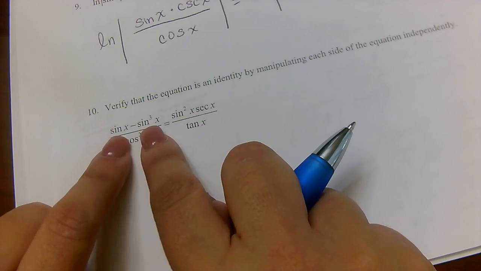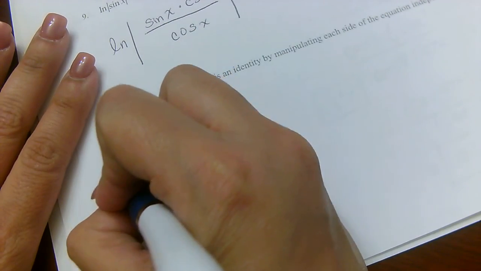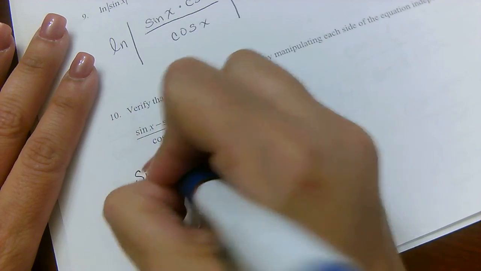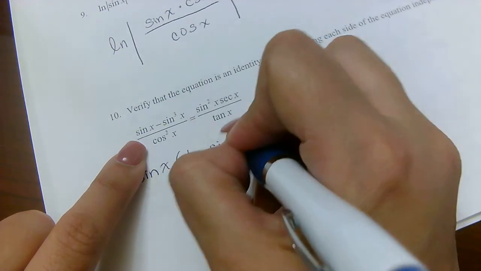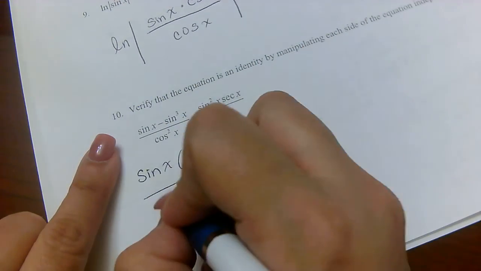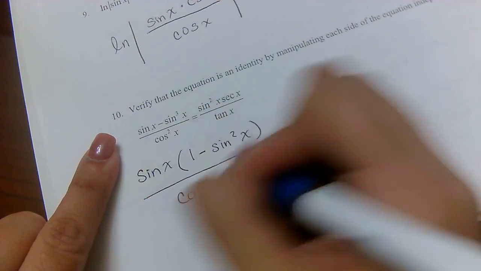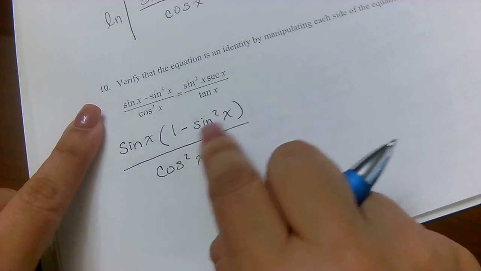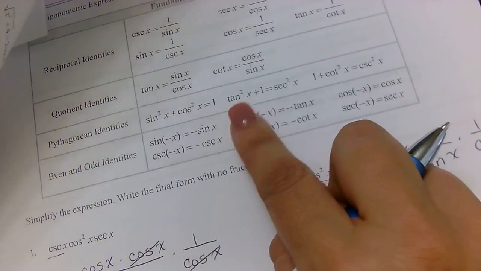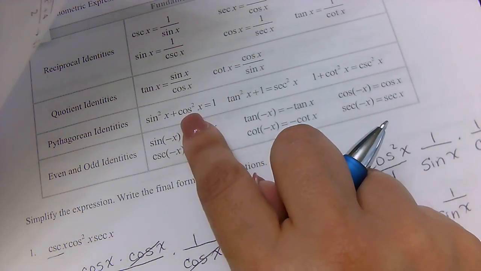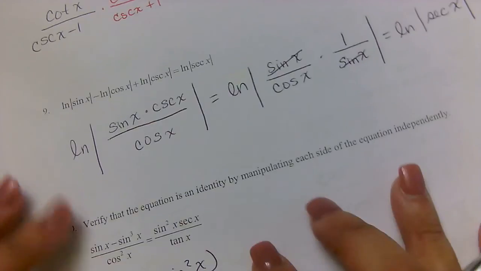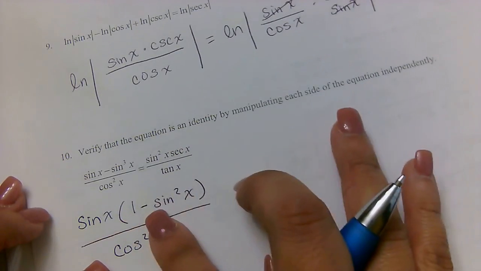So what's in common with these two terms? Hopefully you said you can factor out a sine, so let's do that. I'm going to take out a sine, and inside I'm left with the 1 minus sine squared divided by cosine squared. Okay, what is 1 minus sine squared equal to? Go back to your identities up here. Okay, 1 minus sine squared is equal to cosine squared. So I'm going to have this equal to cosine squared.